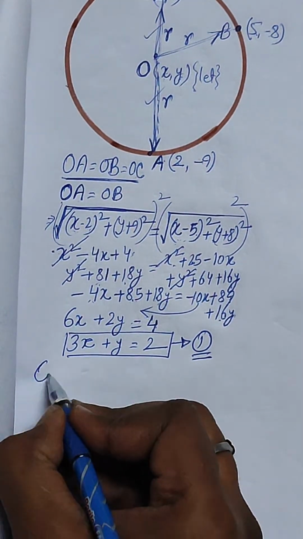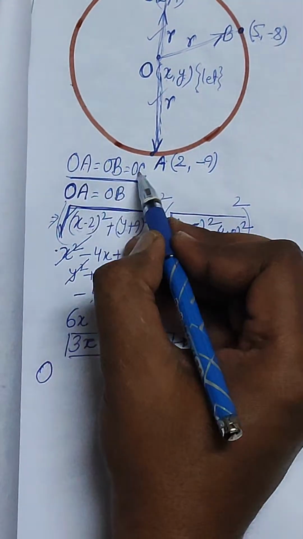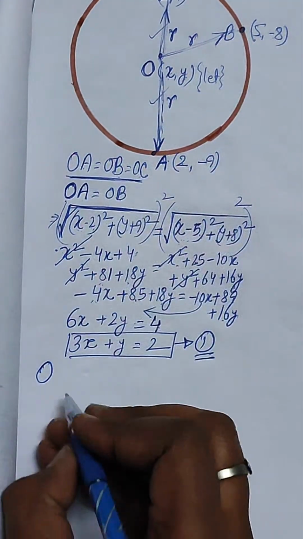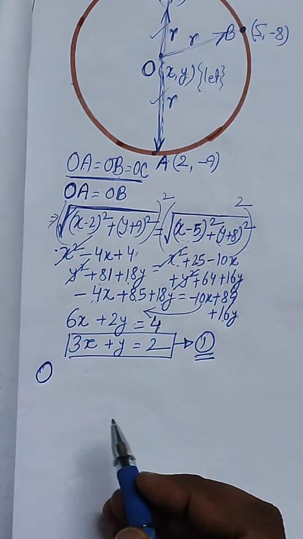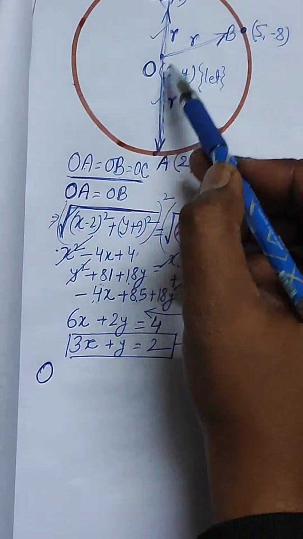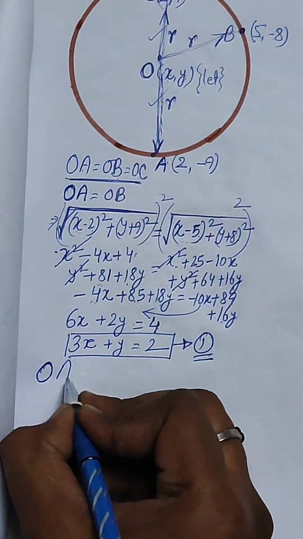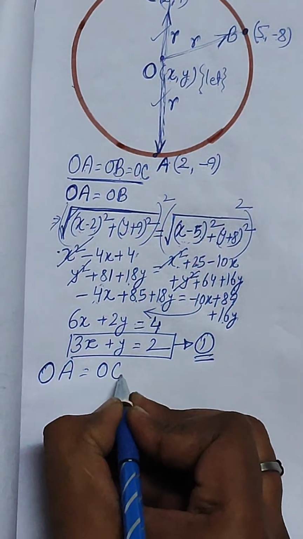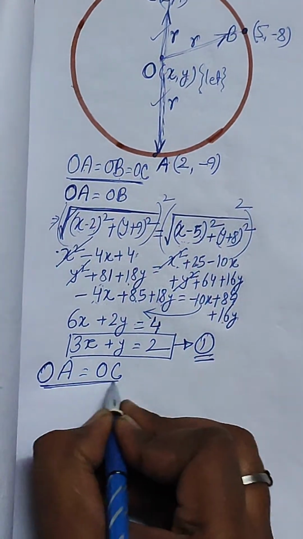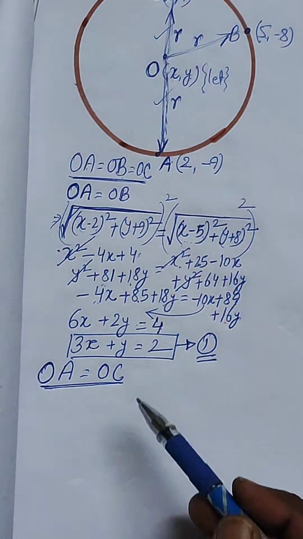If OA is equal to OC, or OB equal to OC, we will take any one, but here we will take OA is equal to OC. Why? I am explaining to you. When OA is equal to OC, why am I taking this?